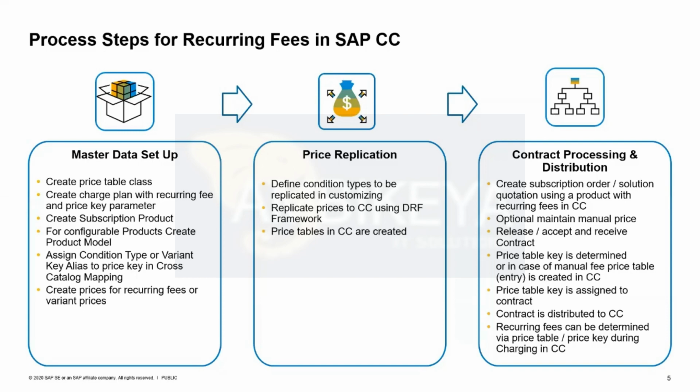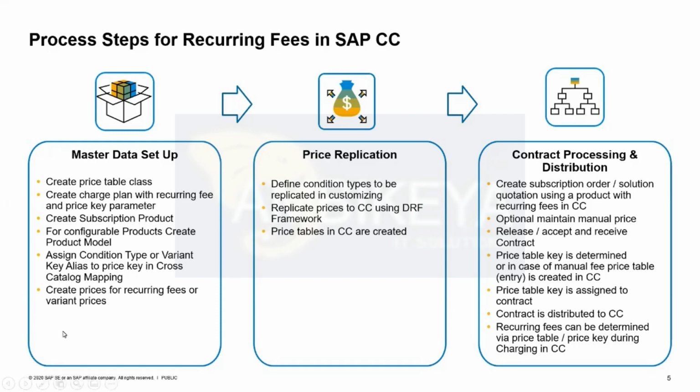In case the subscription product is a configurable product, then all the configuration model should be in place. Then in CCM mapping, you can map a price key to a condition type. A price key can be a simple price key, or it can also hold a variant alias. Both the normal condition types and variant alias can be mapped to price keys in a cross-catalog mapping.